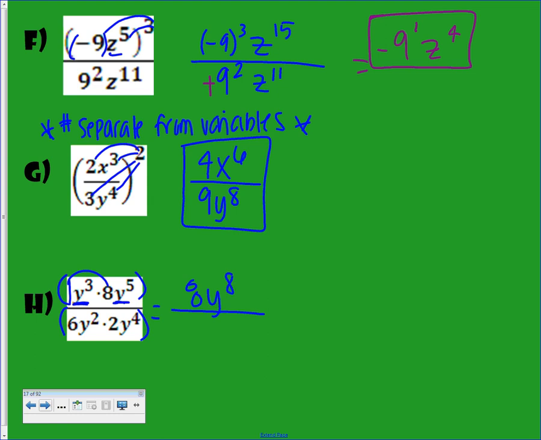On the bottom, numbers are numbers. So I'm going to get 6 times 2, which is 12. I have y squared and y to the fourth. Two bases means I add them. So y to the sixth. Now I can go ahead and reduce.